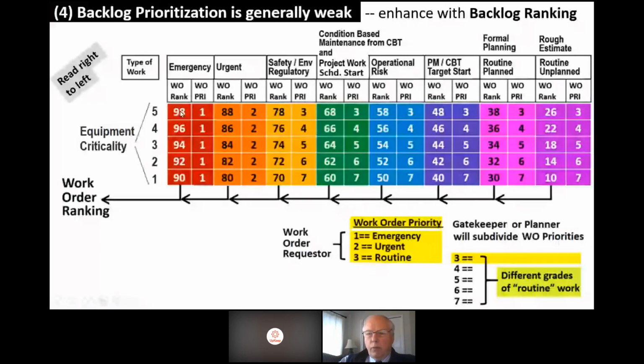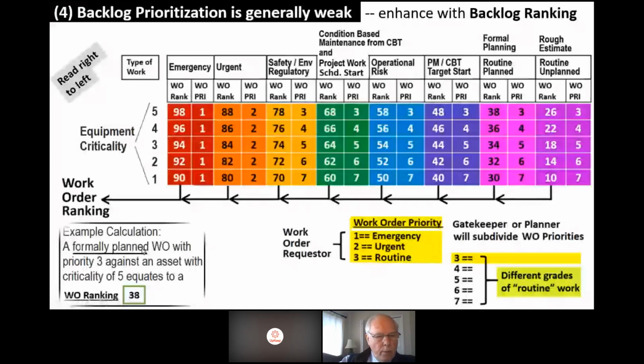So if we've got, let's see what we got here. So if we've got a work order with priority 3, that's right here, and it's against, oh, this is a formally planned work order. So this column here, priority 3, against a criticality of 5, then that gives us a numerical ranking of 38. There you go. What happens now?